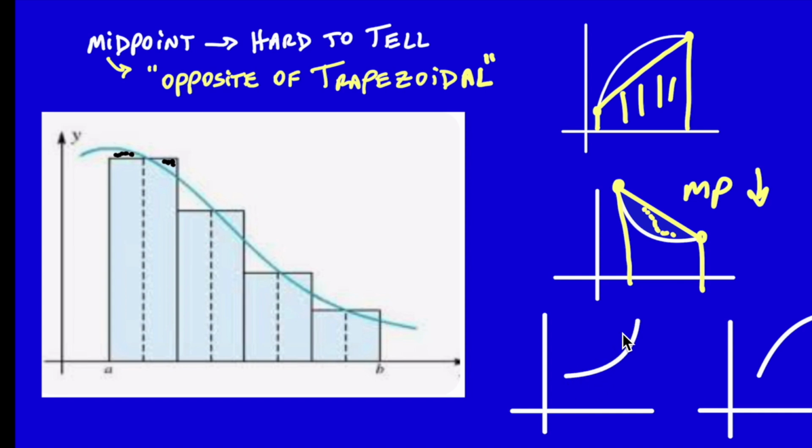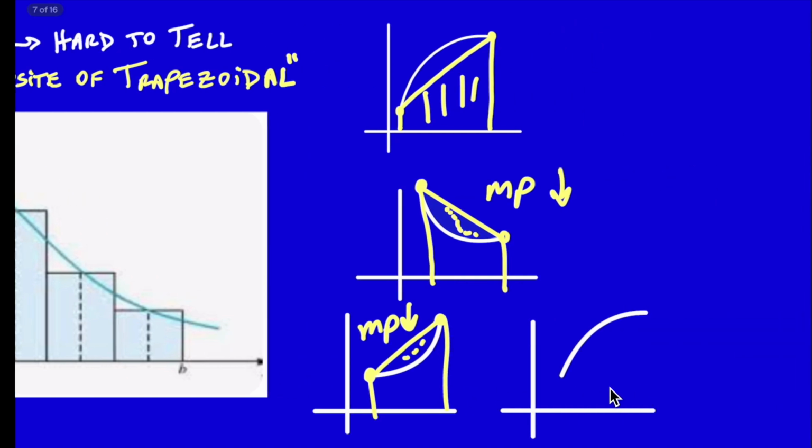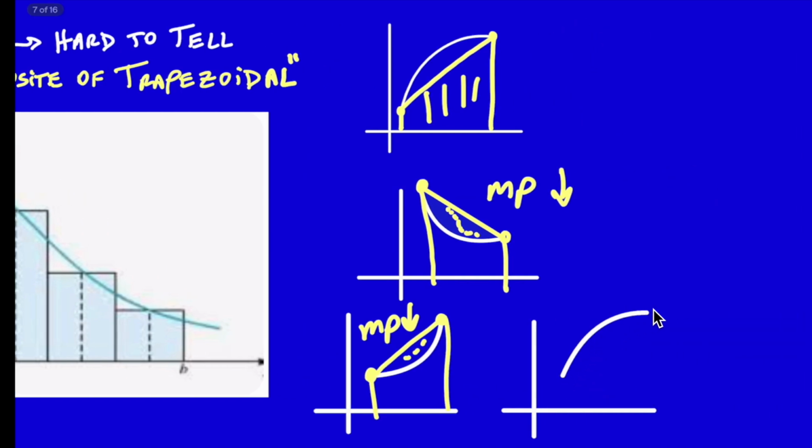Here, we're concave up and increasing. We're going to do a trapezoidal summation. We're going to see that this is an overestimate. Therefore, again, the midpoint is going to be an underestimate. And finally, over here, we're concave down and increasing. If we were to do a trapezoidal summation, we could see that's an underestimate. Therefore, the midpoint, it would be an overestimate.